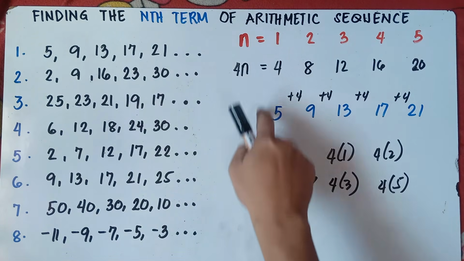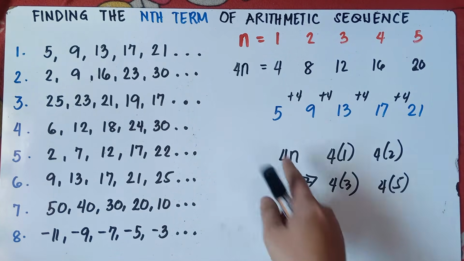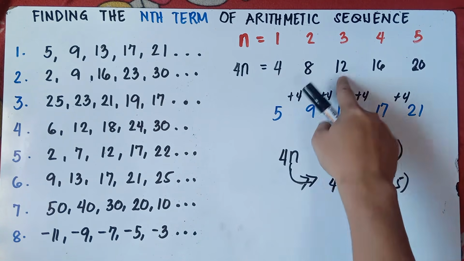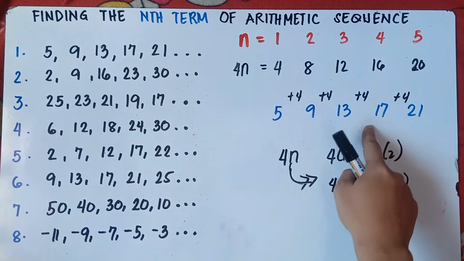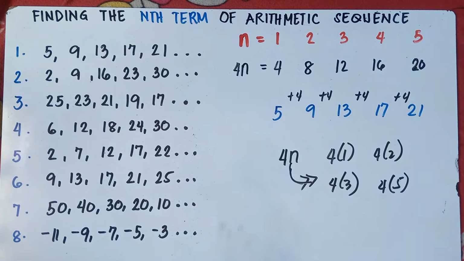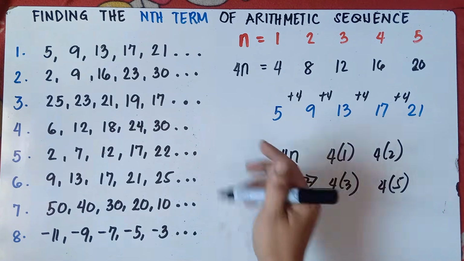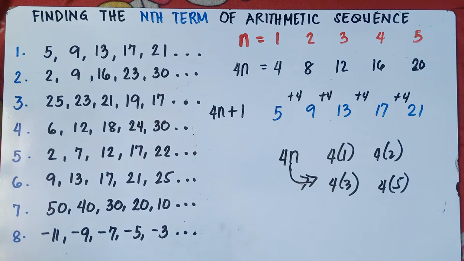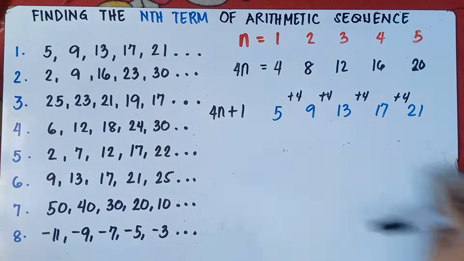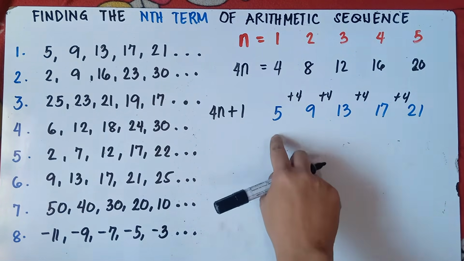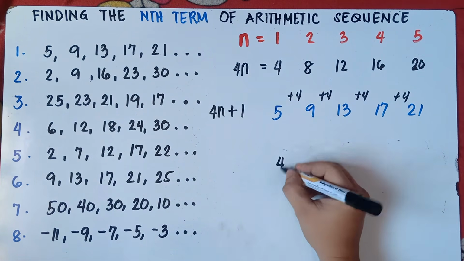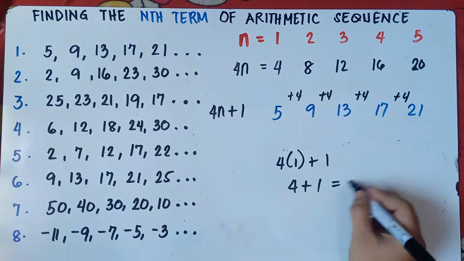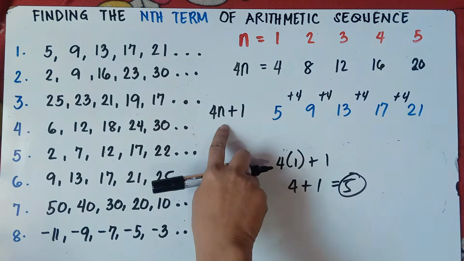Check the numbers, class. What will we do to make this 4 become 5, this 8 become 9, this 12 become 13, and 16 become 17? Of course, we will be adding 1. So therefore, our equation will be 4n plus 1. Let's check 4n plus 1. If n is 1, let's check if we can get 5. 4 times 1 is 4, plus 1, that is 5. So this equation is correct.